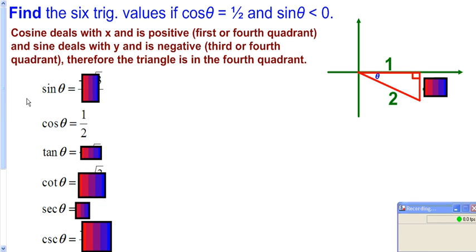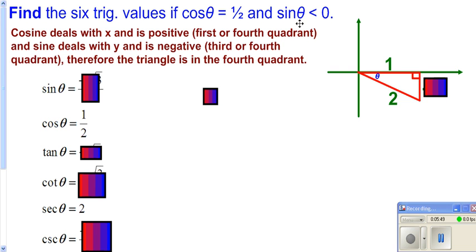We need to go ahead and write our 6 trigonometric functions for this one here. We know our cosine is 1/2. So we know secant then is the reciprocal, 2. We know cosine's positive. Cosine deals with x, so that means it's first or fourth quadrant. Sine is negative. Sine deals with y, so we know that has to be the third or the fourth because y is negative in those quadrants.